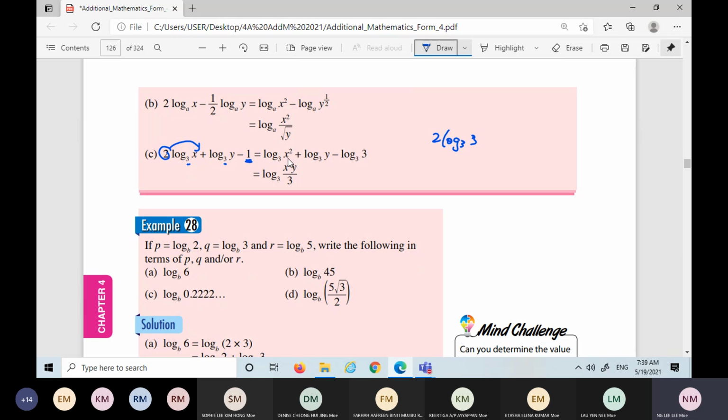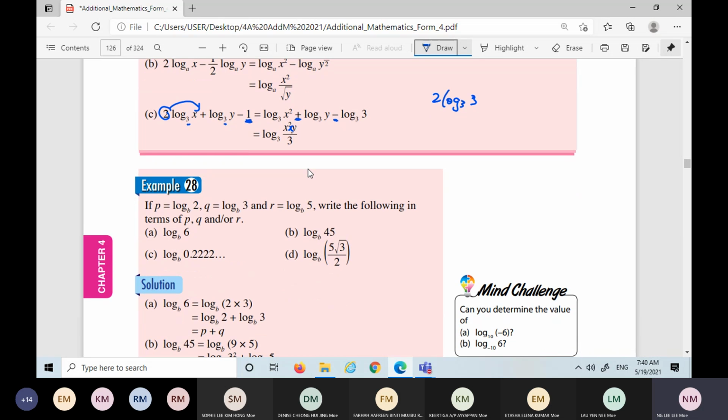Then you see this is 3 logs. You want to combine it to become 1 log. Same thing: you have a plus and minus. When you have a plus, it will be times, and when you have minus, then this is divide. So it's x squared times y divided by 3. When you combine, it becomes a single log. So this is example 27.